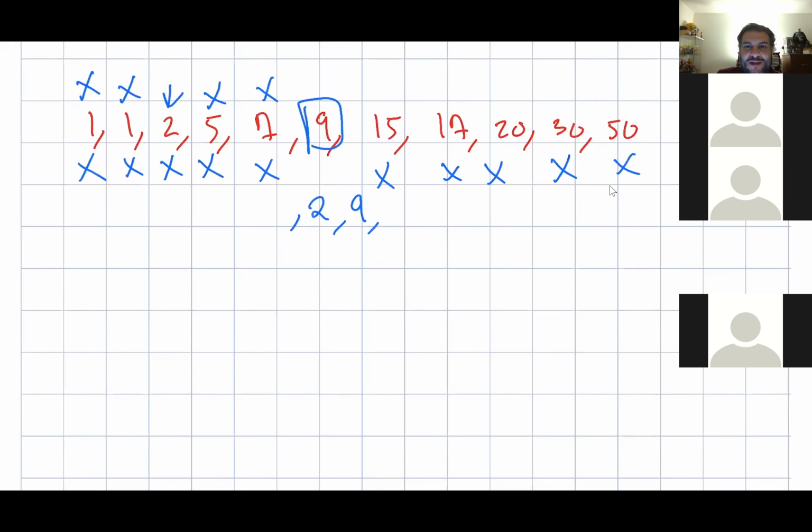Now I want to get quartile 3. So quartile 3 is the number to the right of 9. So we cross, cross, cross, cross. And that's 20. Last thing we want to do, we want to get the max and the min. So the max is 50. The min is 1. And that's your 5-number summary.